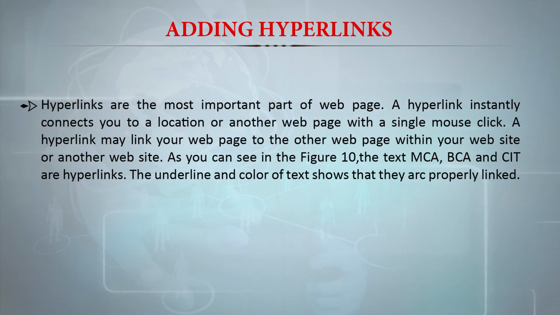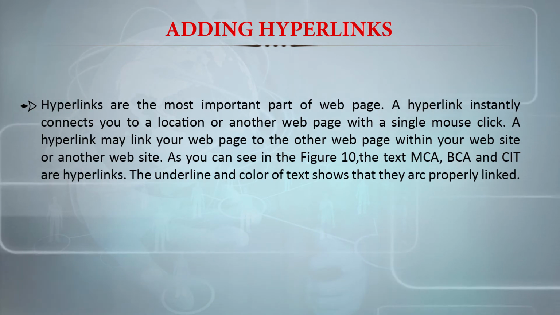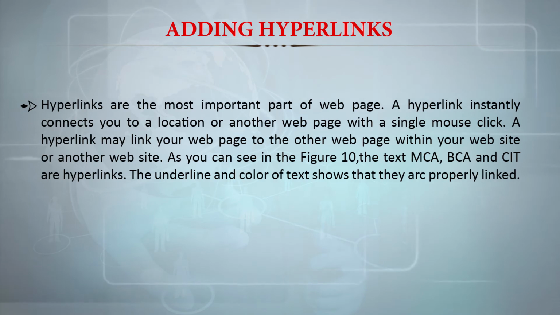For example, in the figure, the text MCA, BCA and CIT are hyperlinks. The underline and color of the text show that they are properly linked. So basically, when you click on those BCA, MCA, CIT links, the corresponding pages will be loaded in your browser, and you can always have a back link, and by clicking the back link you will land on the same page which took you to the current page.